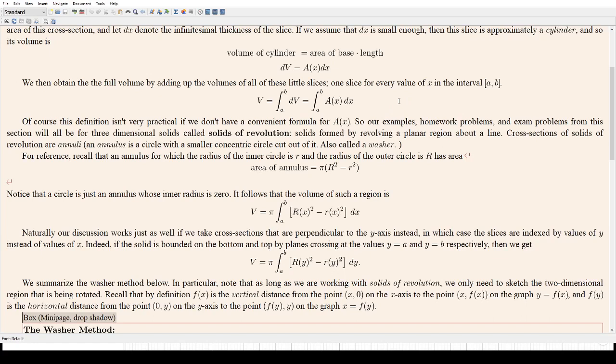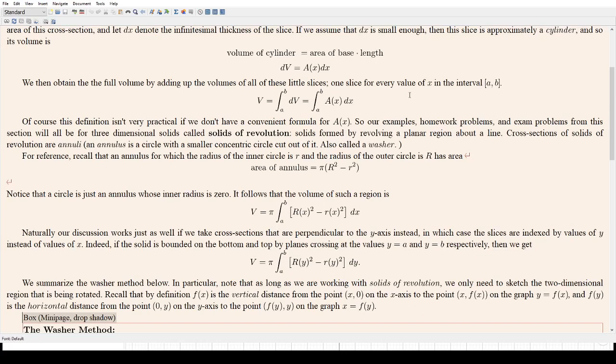Now, this definition isn't very practical if we don't have a formula for A of x, right? As it is, this is still a somewhat abstract statement. So, in order for us to actually do any computations with this, we are going to have to choose three-dimensional solids such that when you take a two-dimensional cross-section of them, you get an ordinary shape whose area you can easily compute.